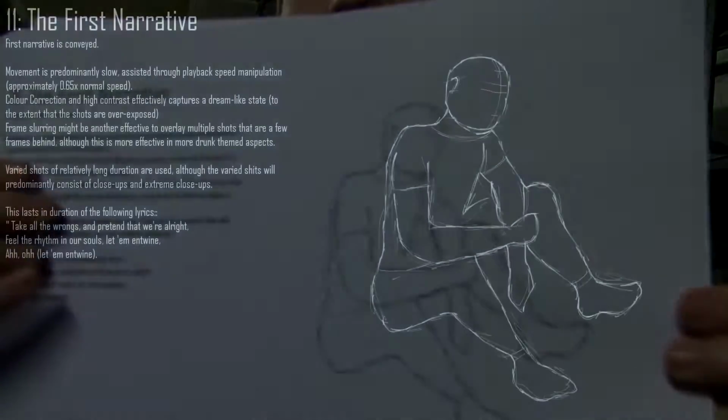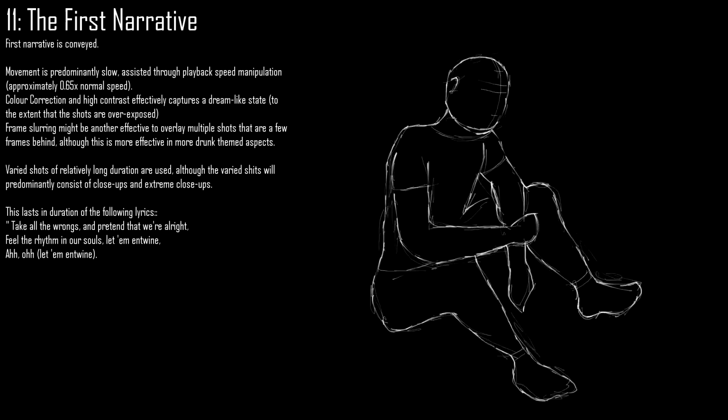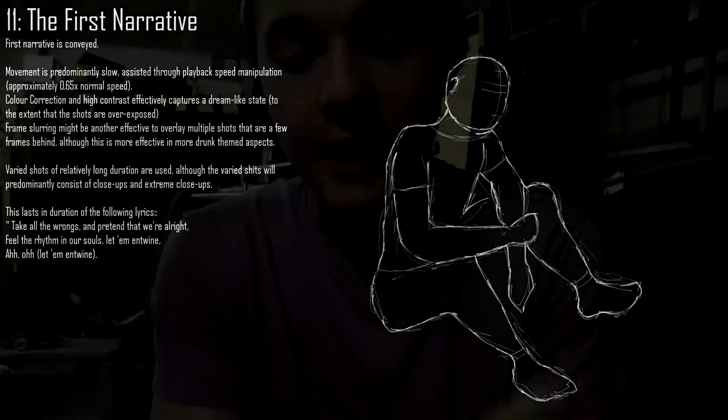Number 11, the first narrative. So this is where the first part of the narrative happens. The movement is predominantly slow. We're going to slow down all the shots to approximately 0.65 times the normal speed. Various shots of relatively long duration, which reflects the music and the lyrics.